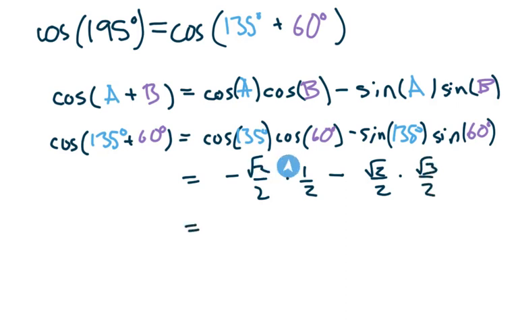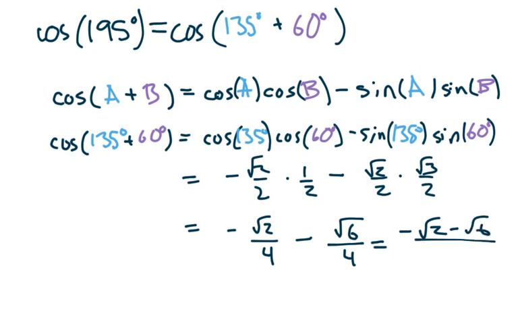Multiplying fractions means top times top over bottom times bottom. And this becomes negative root 2 over 2 times 2. And this is negative root 2 times root 3, negative root 6, over 2 times 2. So for our final answer, we combine those two fractions into one fraction, and this is the cosine of 195 degrees. We're going to do one more before we move on to the next video.